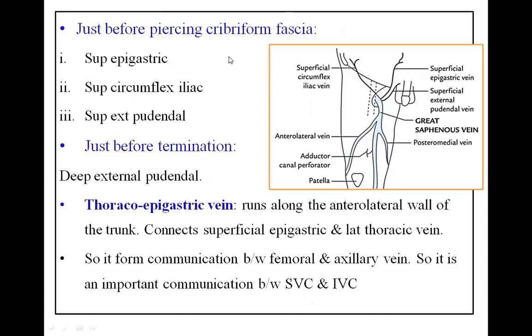Just before piercing the cribriform fascia, it receives the superficial epigastric vein, superficial circumflex iliac vein, and superficial external pudendal vein. And just before the termination, it receives the deep external pudendal vein. The thoracoepigastric vein runs along the anterolateral wall of the trunk. It connects the superficial epigastric and the lateral thoracic vein. So it forms a communication between the femoral and the axillary vein. So it is an important communication between the superior vena cava and the inferior vena cava.